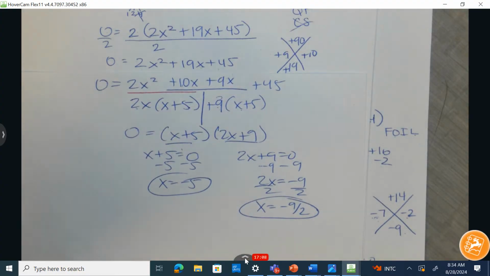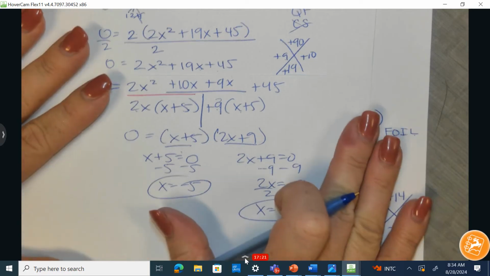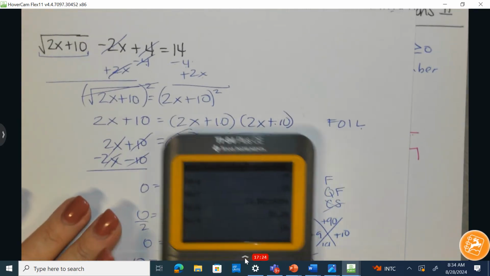Now, just because I got a negative 5 and a negative 9 halves, that does not mean that both of those answers work. Turn to your partner in 5 seconds. What do you have to do to ensure that they do work? Turn to your partner. Go. You got to plug them in. So let's grab our calculator in this situation.